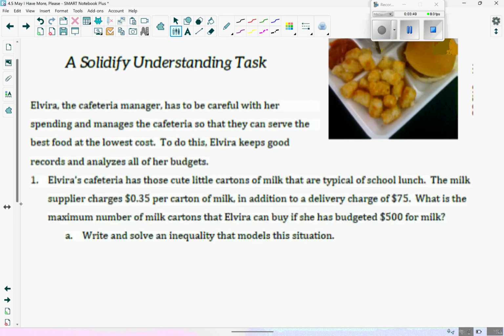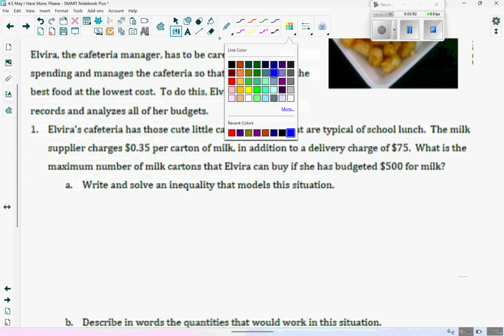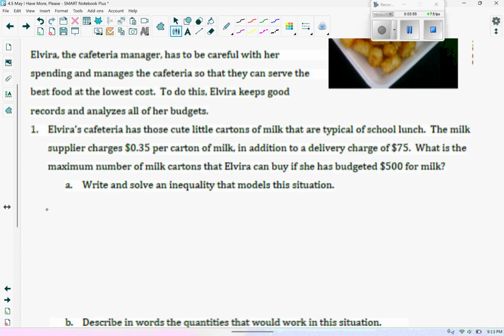Now, first thing that you need to do is determine what your variable is going to represent. So if you look at this, you have to determine what is going to make the amount higher. Is it going to be the 35 cents per carton, or is it going to be the flat fee of the $75 delivery charge? Well, the per carton, the more you buy, the more expensive your bill is going to be. So X is going to represent the number of cartons of milk.